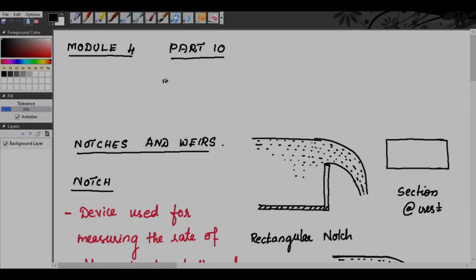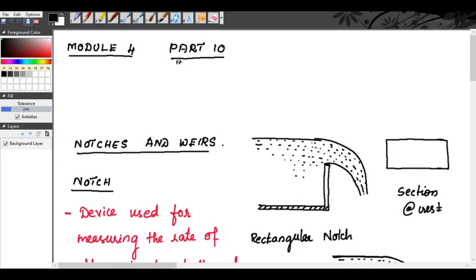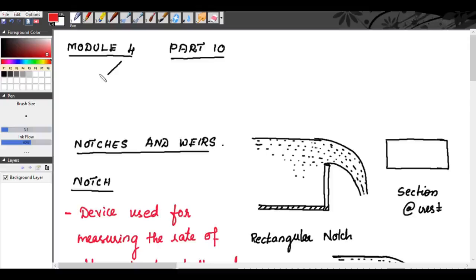Welcome everybody once again. This is our 10th class for module 4. As we discussed in our first class of module 1, this module 4 consists of two parts. The first part was about open channel flow and the second part is about notches and weirs. So the first part is over. You can expect one question from open channel flow and another question from notches and weirs.